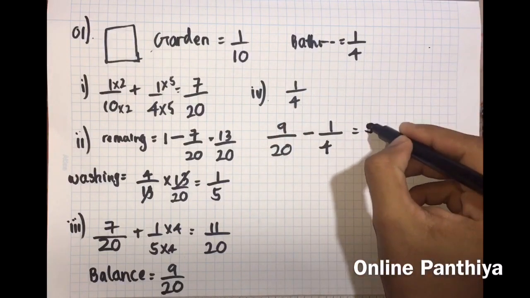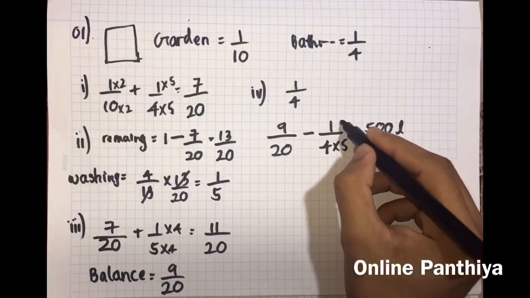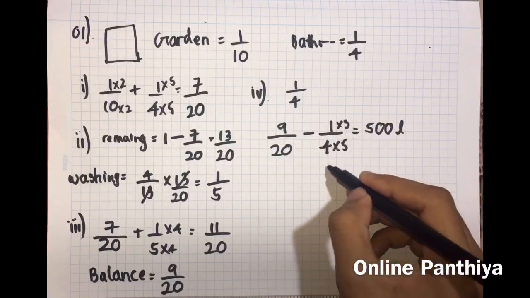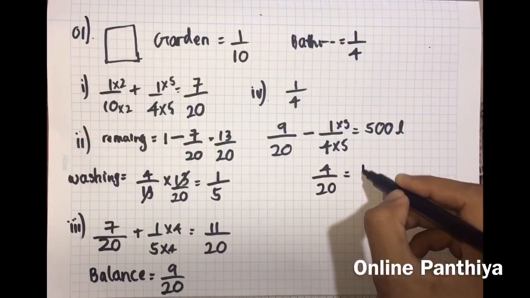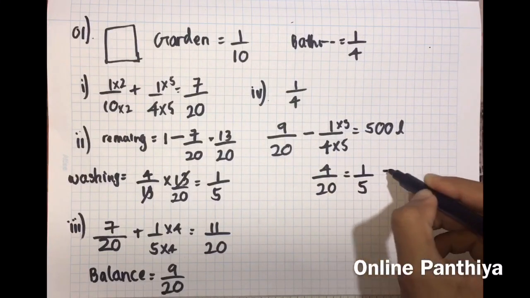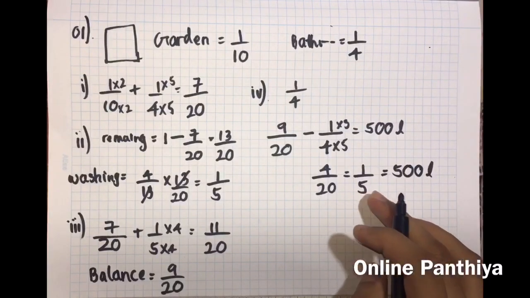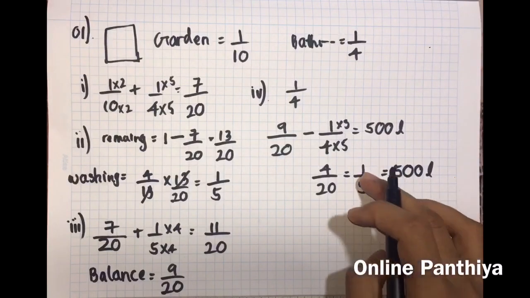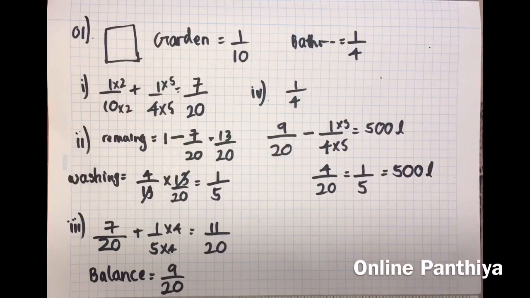So, it is going to give me how much? 500 liters. So, once I simplify, how much will I get? Yes, 4 over 20, that is equal to, when you simplify, 1 over 5, that is equal to 500 liters. Now finally, out of the whole tank, one portion is equal to how much? Yes, 500 liters. Now they are asking you to find the total capacity of the tank.